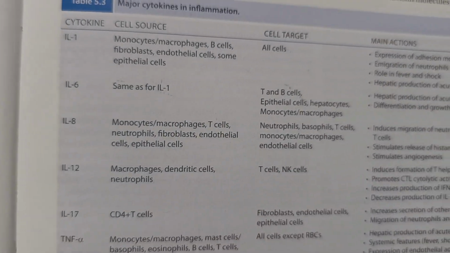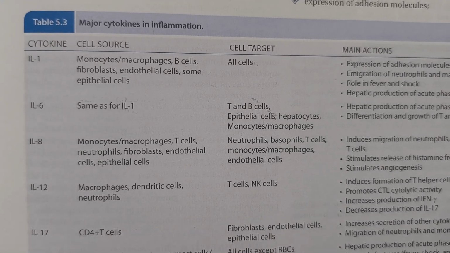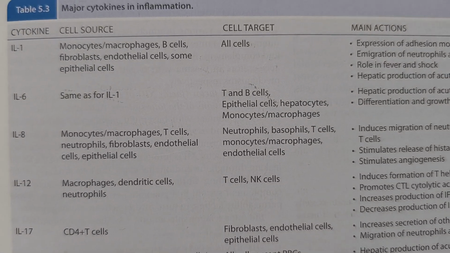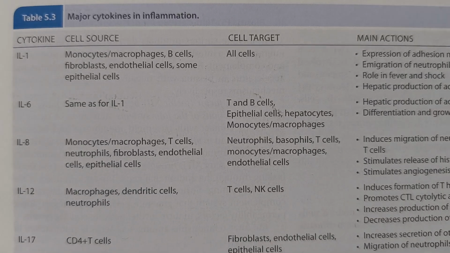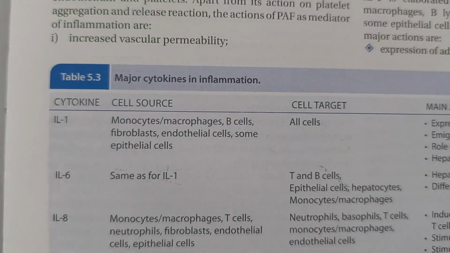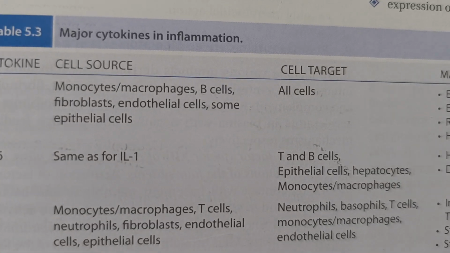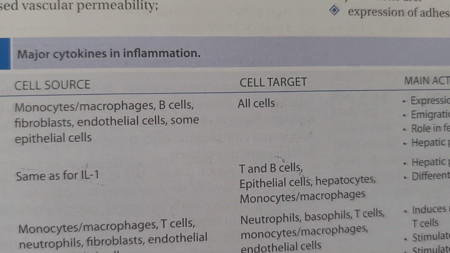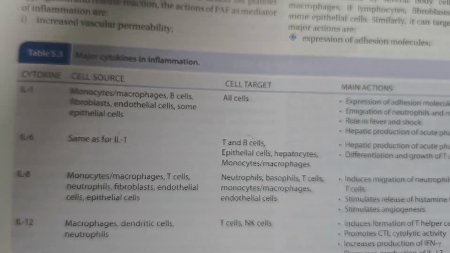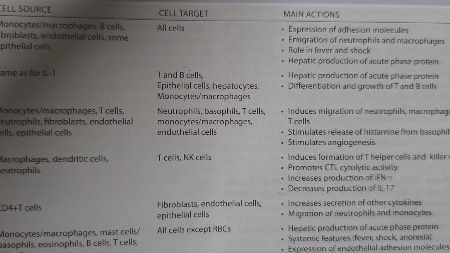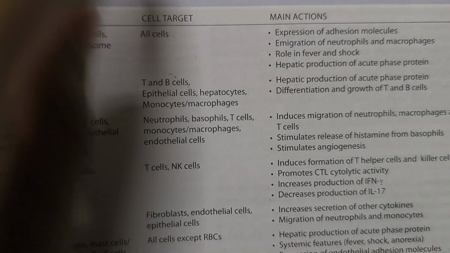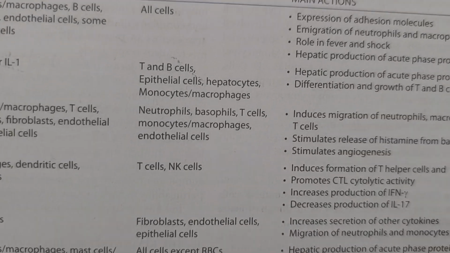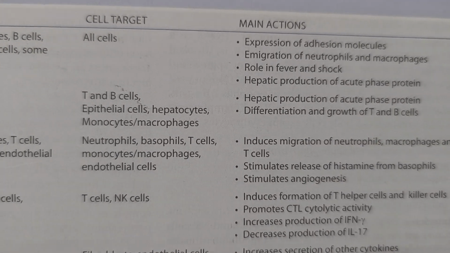Now let us see table 5.3, major cytokines in inflammation. First is interleukin 1, which is the major factor responsible for fever. The cell source is monocytes, macrophages, B cells, fibroblasts, endothelial cells and some epithelial cells. The cell target is all cells, so interleukin 1 can act on all the cells, and the main action is expression of adhesion molecules, emigration of neutrophils and macrophages, role in fever and shock, and hepatic production of acute phase reactants.